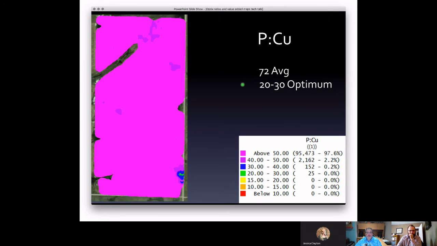We look at another map here, phosphorus to copper. We want it between 20 and 30, and they're at 72. Guess what? We need to put a lot of copper on this field and keep the copper nutrition strong because we've got a lot of phosphorus in the background.